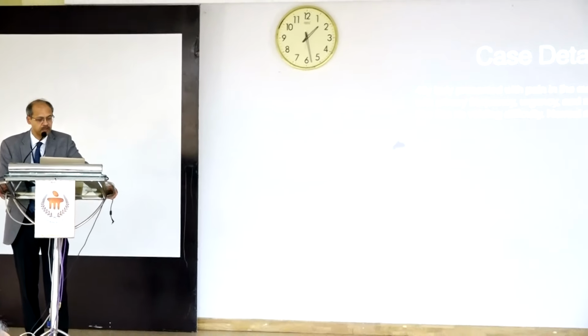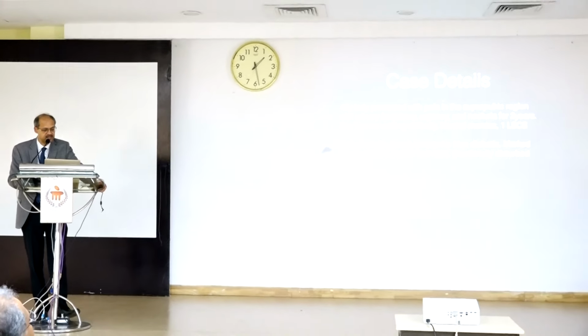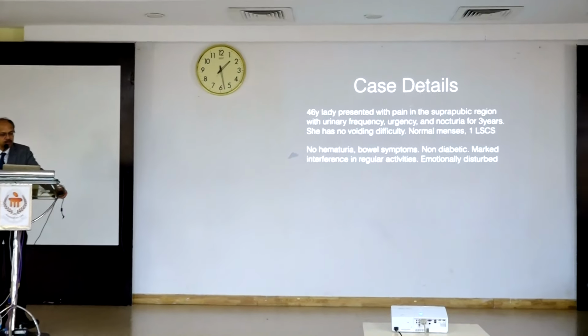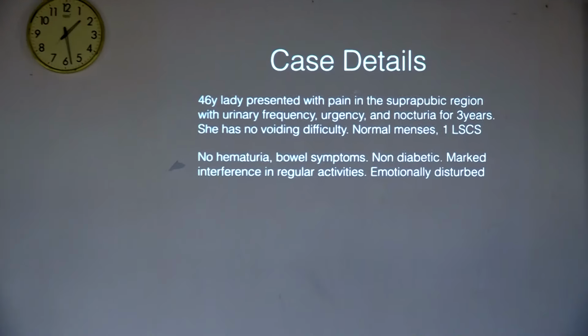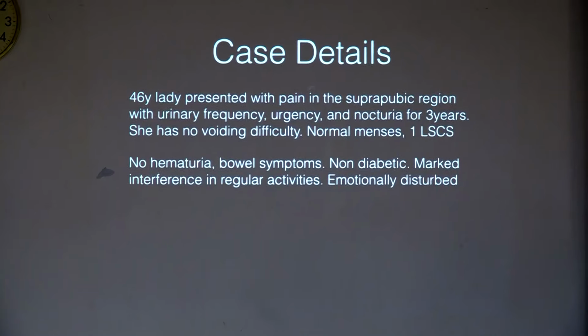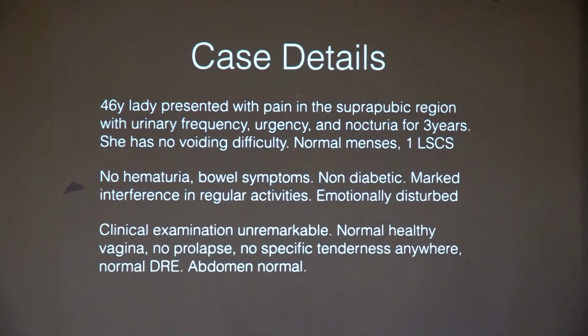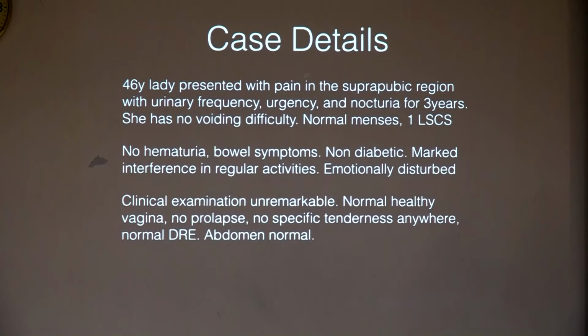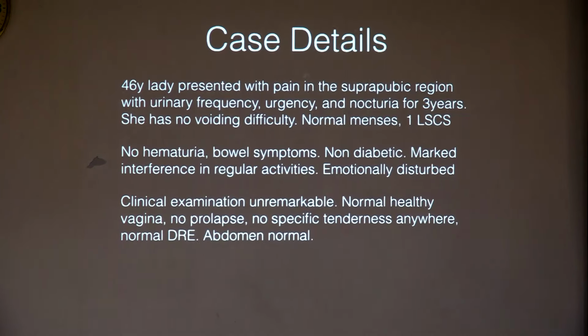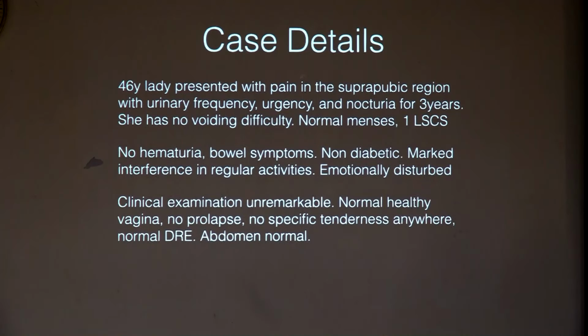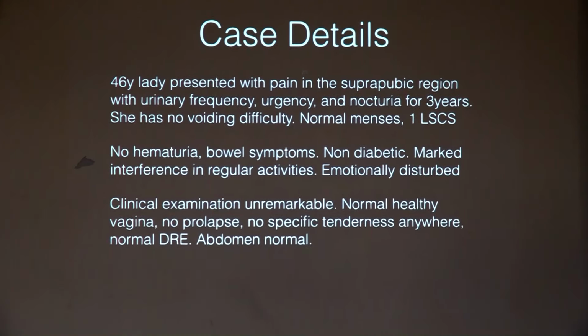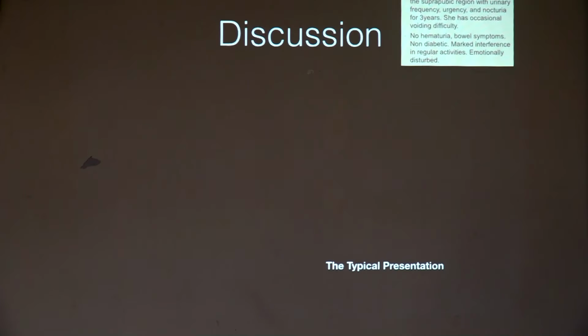She has no voiding difficulty, normal menses, has had 1 cesarean section in the past. She has no hematuria, bowel symptoms, she's non-diabetic, has a marked interference in her regular activities because of her bladder symptoms, and she is now feeling emotionally disturbed. Her clinical examination is unremarkable. She has a normal, healthy vagina, no prolapse, no specific tenderness at any point on her vaginal exam, a normal digital rectal examination, a normal abdominal examination.